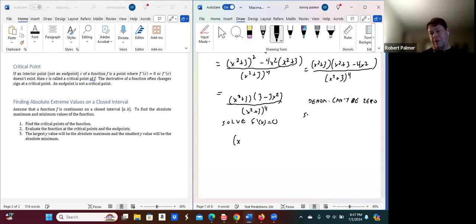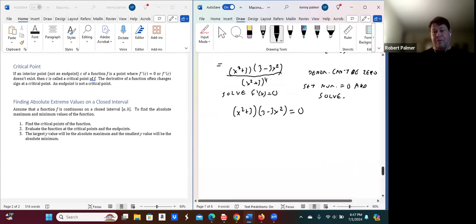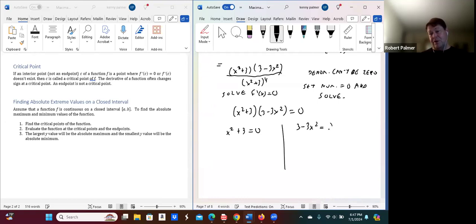Okay. So we just have to set the numerator equal to 0 and solve. That's x squared plus 3 times 3 minus 3x squared equals 0. Now, like we did before, this is in factored form, so I can set each factor equal to 0, because if either one is 0, it makes the whole thing 0. So x squared plus 3 is 0, and 3 minus 3x squared is 0.